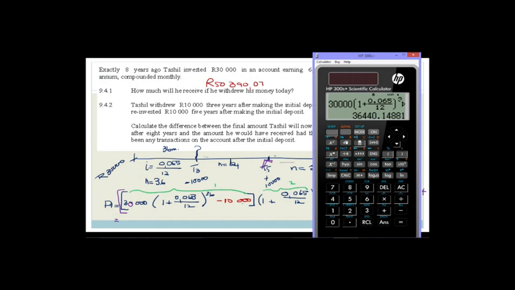Now we need to subtract the 10,000 rand, because he's now pulling out 10,000 rand at that point. So we're going to minus 10,000 equals. So now we're only left with 26,440. Do you see that? Which is actually less than what we started with.